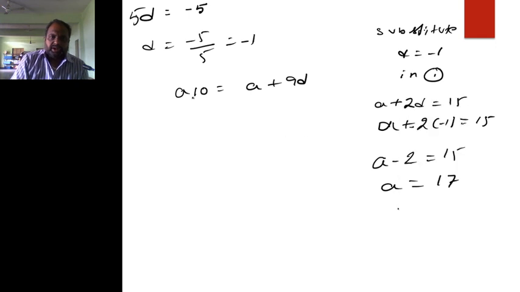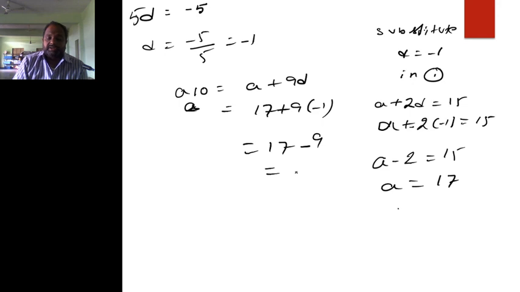So A10 is equal to A plus 9D. A is 17, so 17 plus 9 into minus 1. That is equal to 17 minus 9, that is equal to 8.